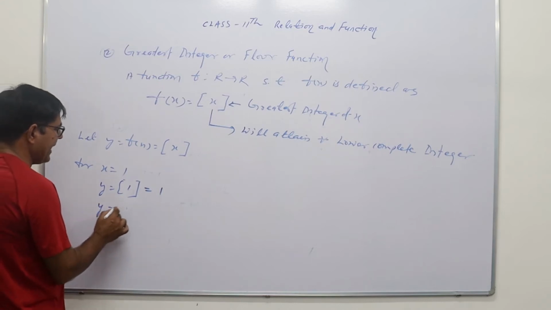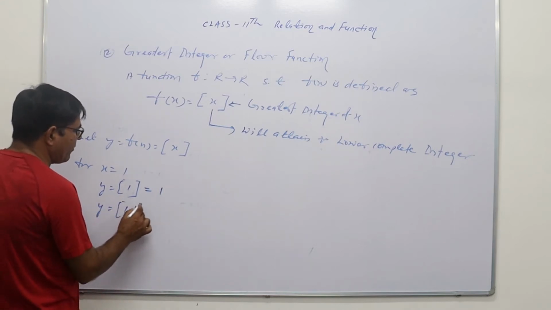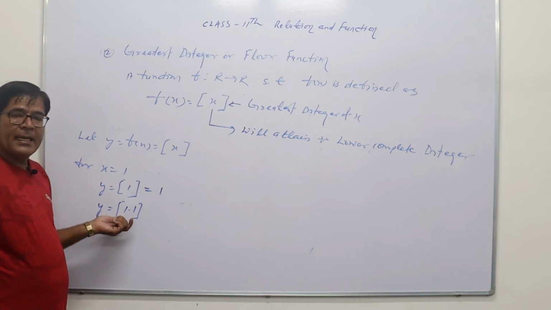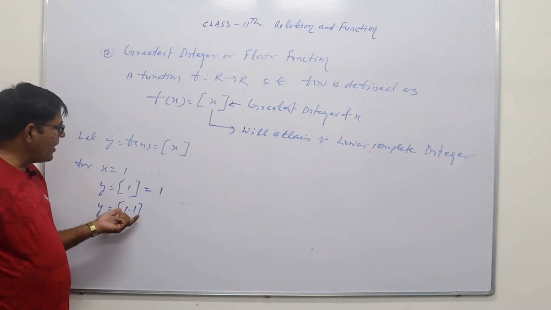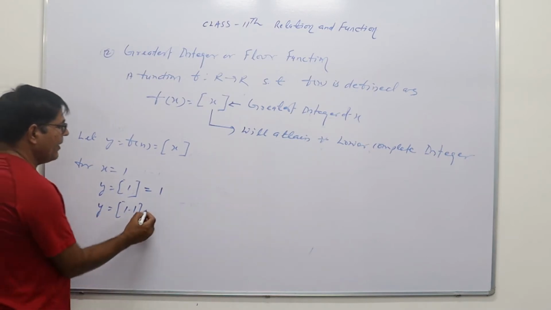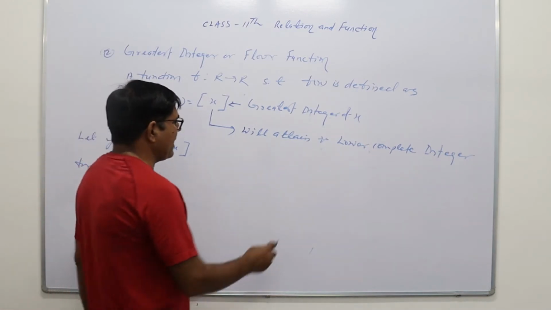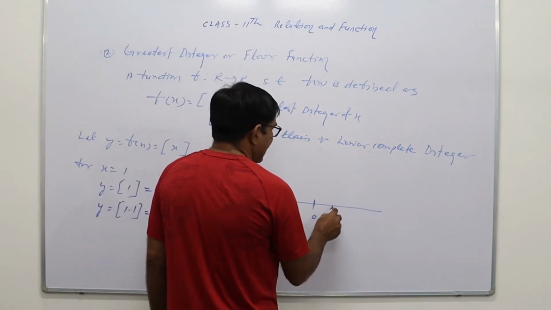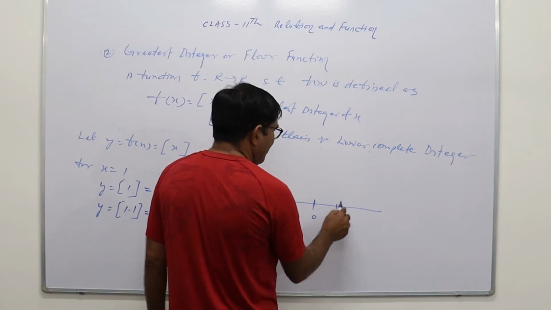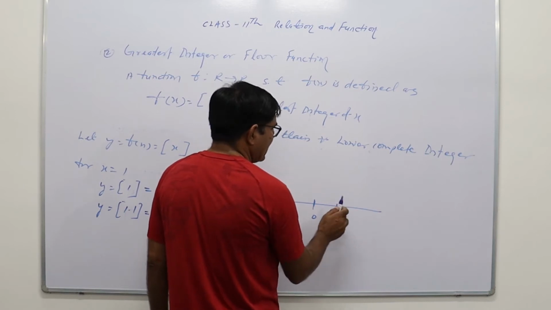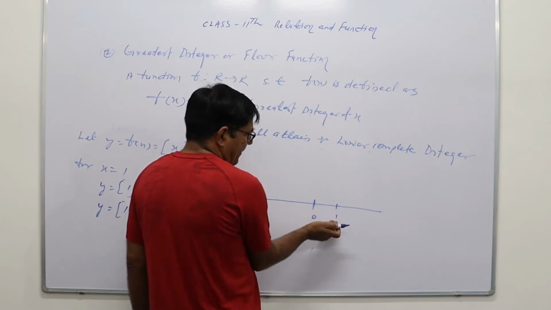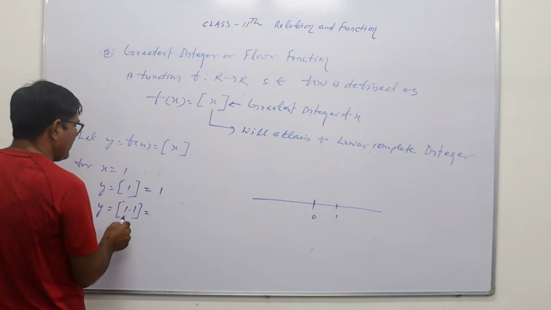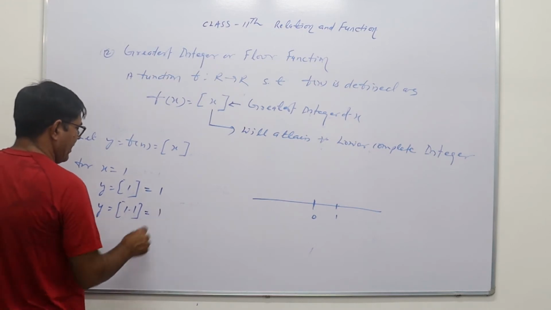Now if we take x is equal to 1.1, then 1.1 is a real number, so the greatest integer of 1.1 will be the lower complete integer. Lower complete integer means, let us suppose this is your 0, and this is 1, then 1.1 let us suppose here, then lower complete means the nearest complete integer is 1, so the greatest integer of 1.1 will be 1.